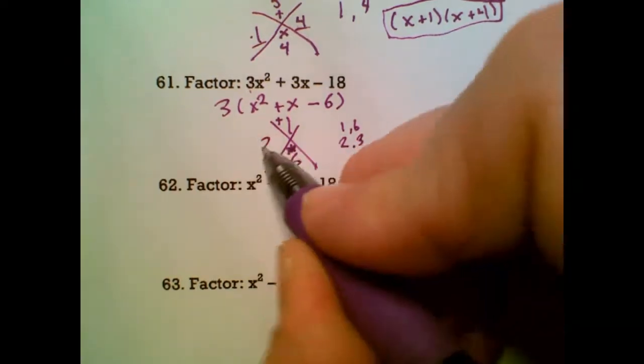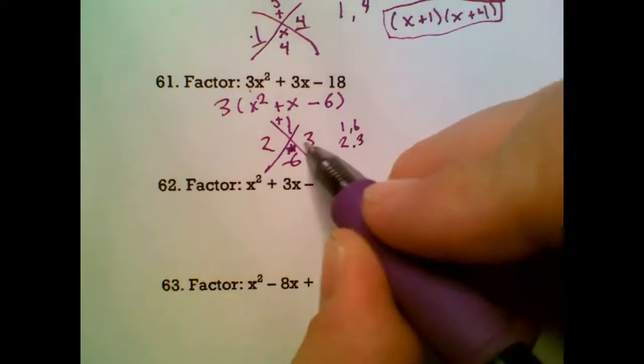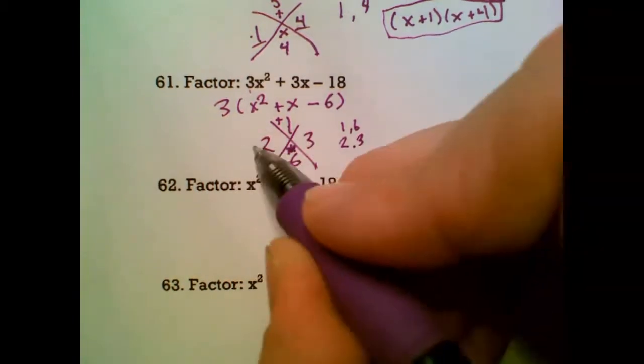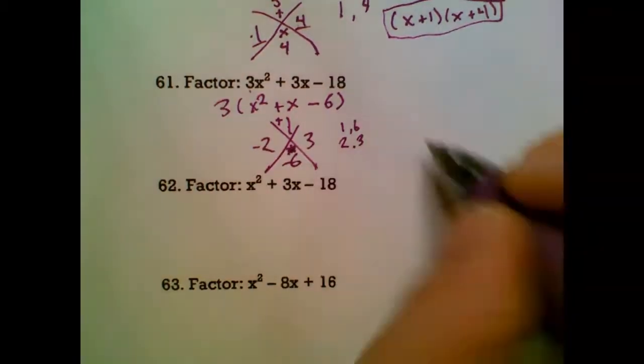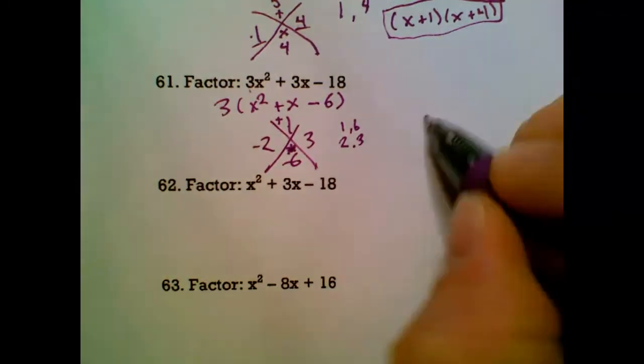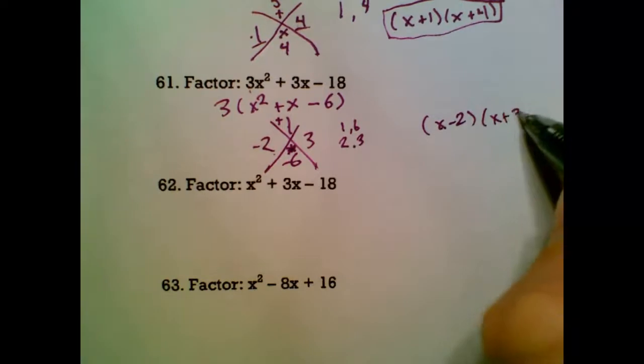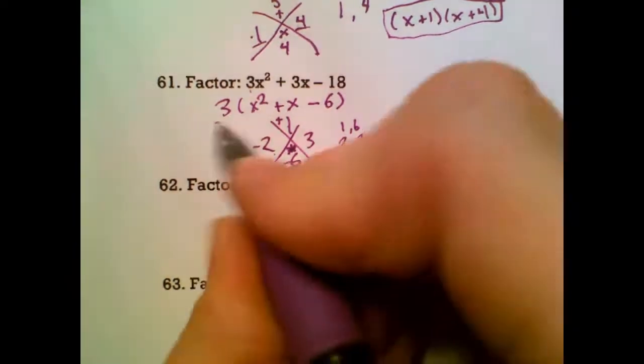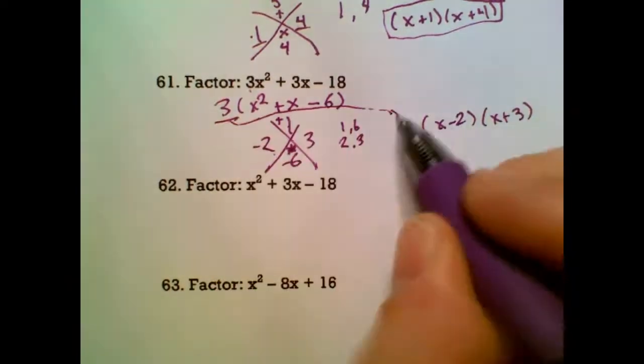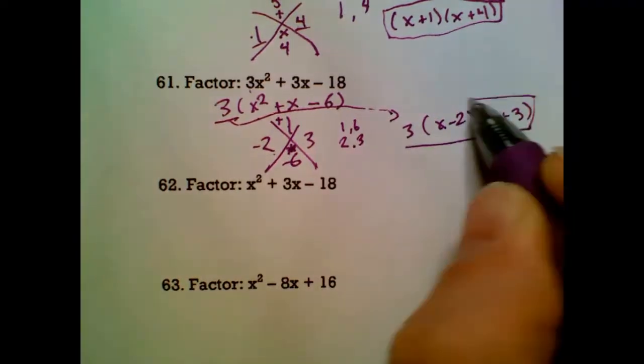So which one's positive? Which one's negative? Well, since this is a positive, this one has to be positive when you add these two together, so that's got to be the negative. So if we were to factor this, we got the x minus 2. That's from here. And we have the x plus 3. That's from here. Don't forget about this 3 at the beginning. We'll take that, put it right there, and there's your solution.